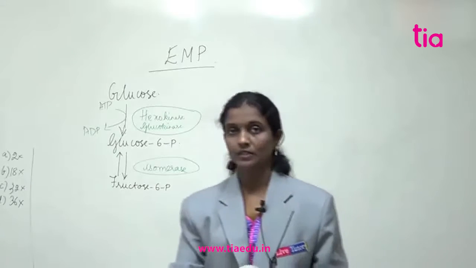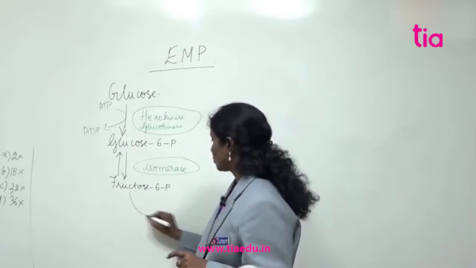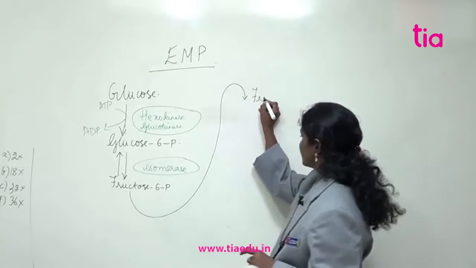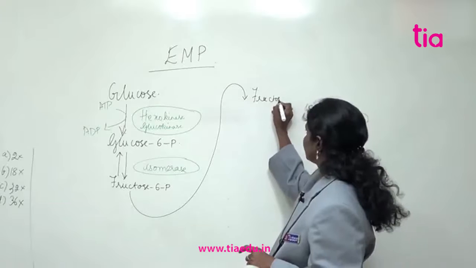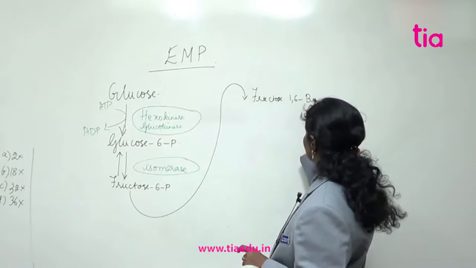Now let us go ahead with the next step. Fructose 6-phosphate will become fructose 1,6-bisphosphate. What is the key enzyme? We said it's a very key enzyme.